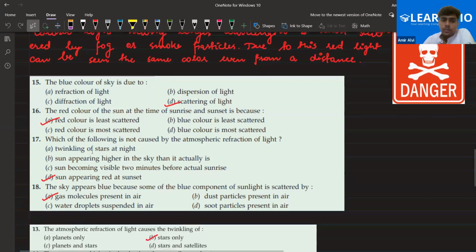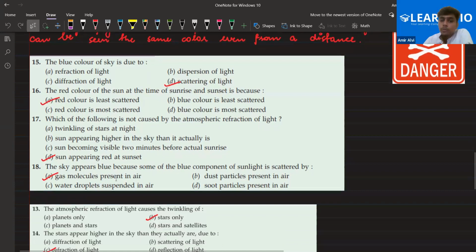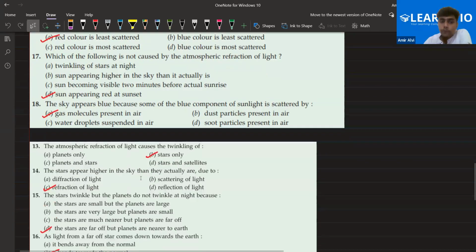Okay. So next is, which of the following is not caused by the atmospheric refraction? Sun appearing red at sunset. This is not due to the atmospheric refraction. This is due to the scattering of light. The sky appears blue because some of the blue components of sunlight are scattered by the gas molecules present in the air, because dust particles, water particles, and soot particles are much larger than the gas molecules. So that's why they cannot scatter the blue color. So the only particles that can scatter are basically gas molecules. Am I clear to all of you?